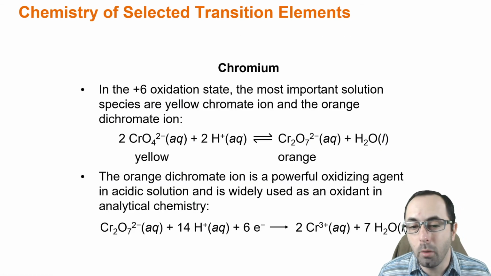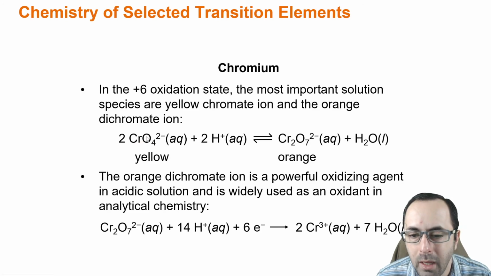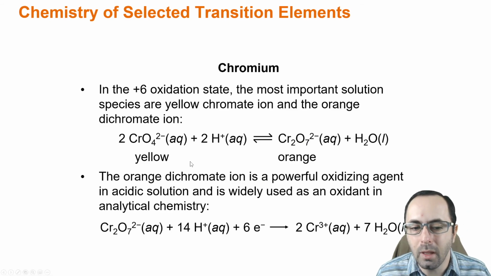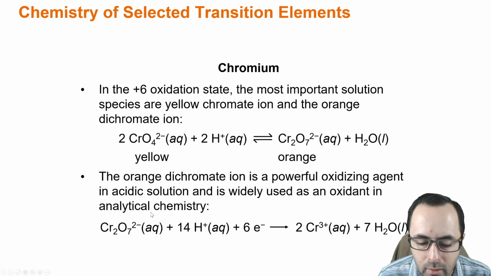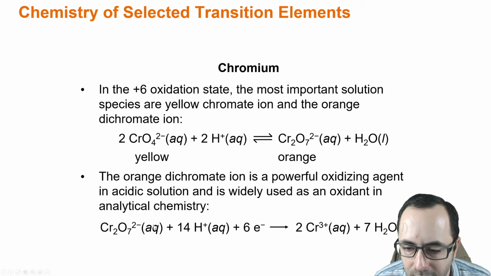Again, chromium, the name comes from the fact that the different compounds of chromium have all kinds of different colors. In chromate ion and dichromate ion, the oxidation state of chromium is +6. So you get this yellow or orangish color depending on the ion here. And dichromate happens to be a very powerful oxidizing agent.